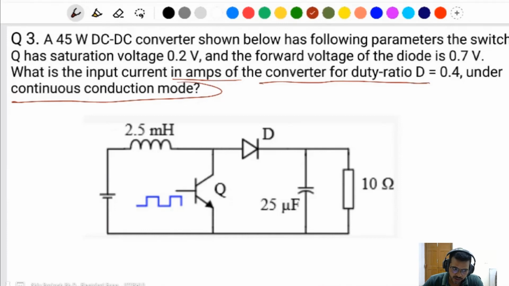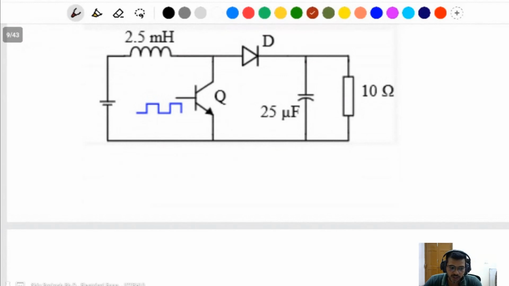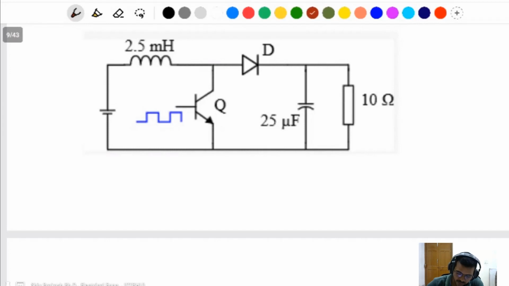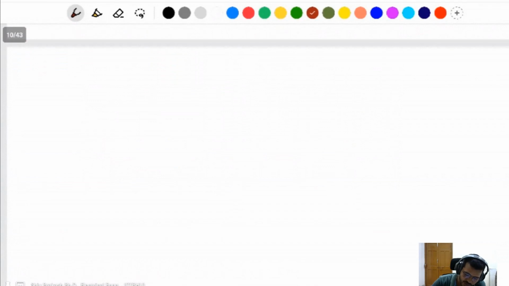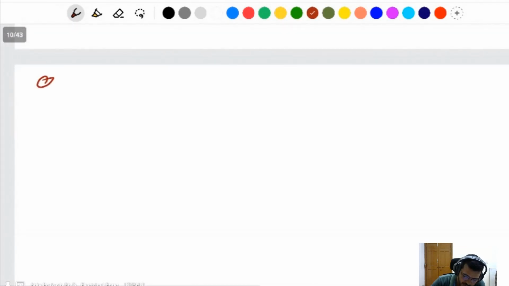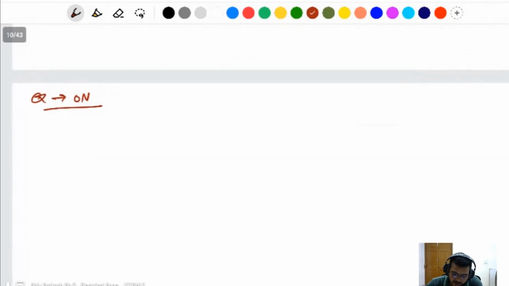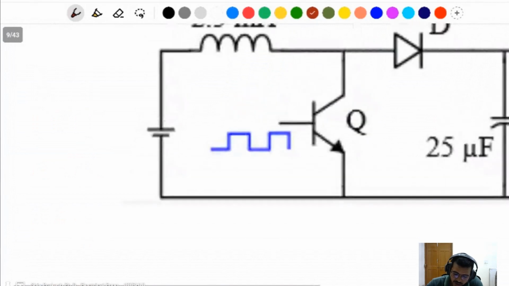Okay, this one is the boost converter. For a boost converter, first of all find the output voltage. What is the output voltage? After that you can find the output current through the relation of the output current to the input current. I have written here switch is on. Then what is the circuit of this one?